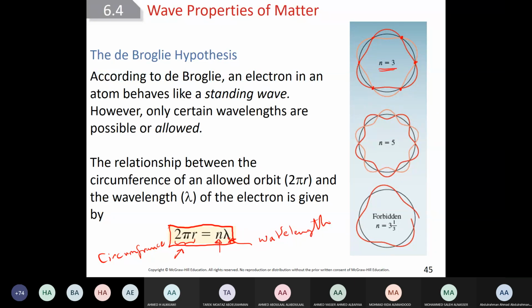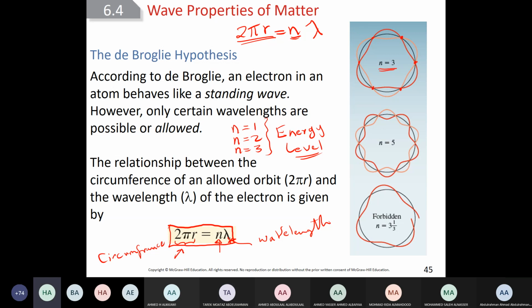What's n? The one that Bohr talked about, which is equal to 1, 2, 3. What are these called? Integer. Energy level, exactly. So this is the first equation you must memorize very well for de Broglie. 2 pi r equals n lambda. Don't forget it. 2 pi r, which is the circumference, equals what? n lambda.